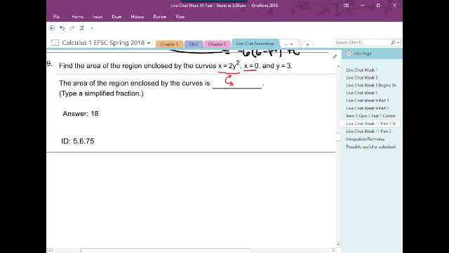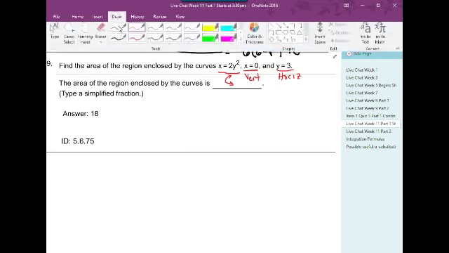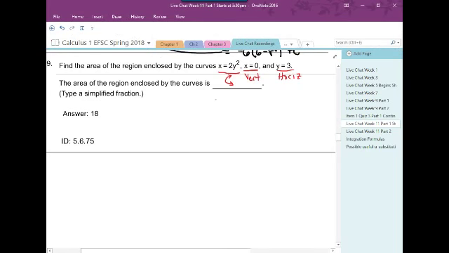Some important values are going to be where it crosses the line x equals 0, which is a vertical line, and where it crosses the line y equals 3, which is a horizontal line. So let's go ahead and draw those first. Then we'll figure out where that intersects those lines, and then we'll pretty much be probably ready to go. We might need to plot a couple more points. We'll see.